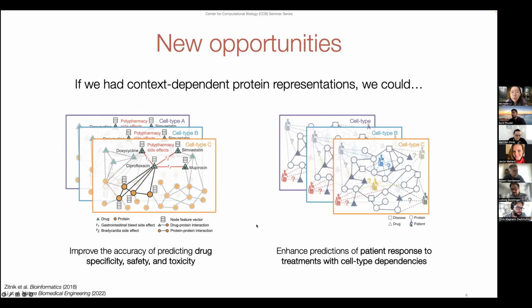So now you may be wondering, what's the benefit of context-dependent protein representations? If we had context-dependent protein representations, we could improve the accuracy of predicting drug specificity, safety, and toxicity. For example, design drugs such that we can minimize off-target effects in different tissues or cell types, and enhance predictions of patient response to treatments with cell type dependencies. For example, modeling patient phenotypes alongside the affected cell types to better predict response to that particular drug.